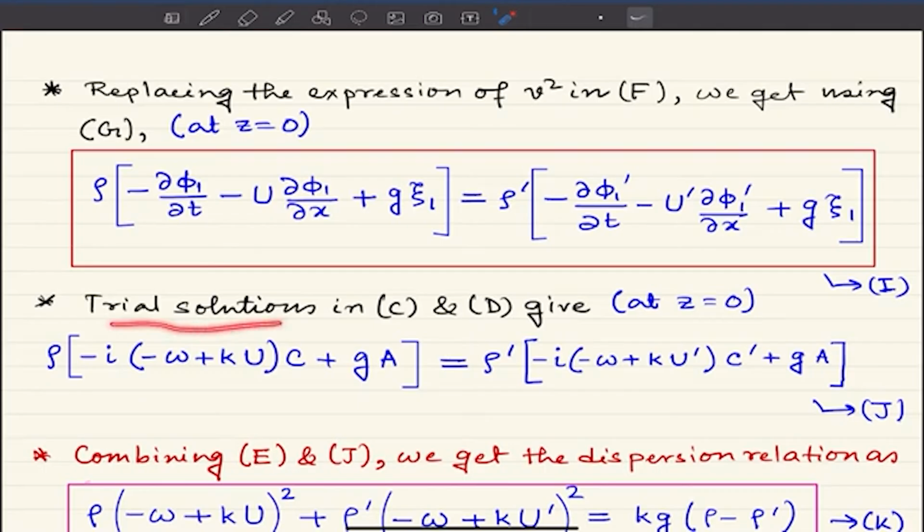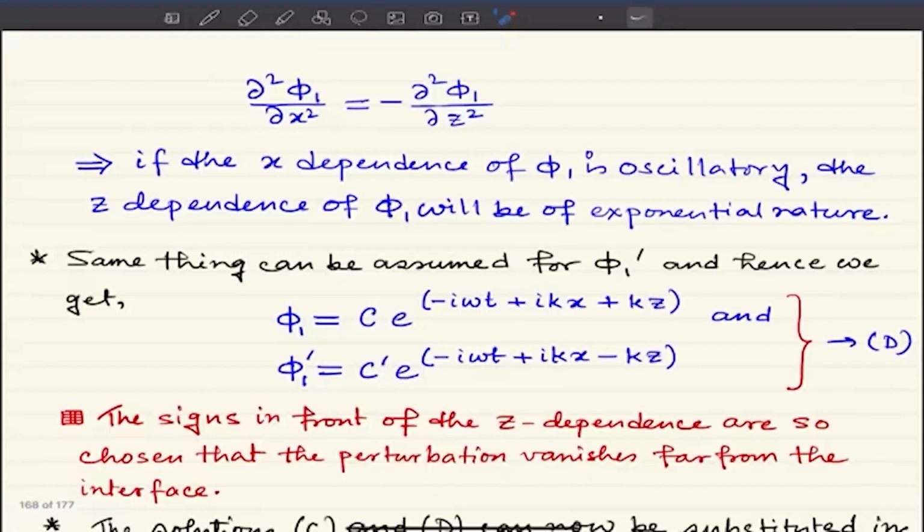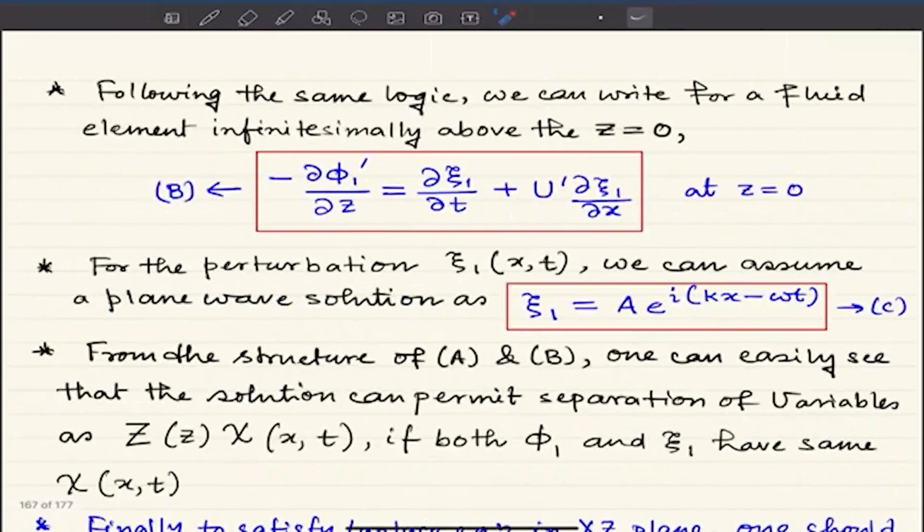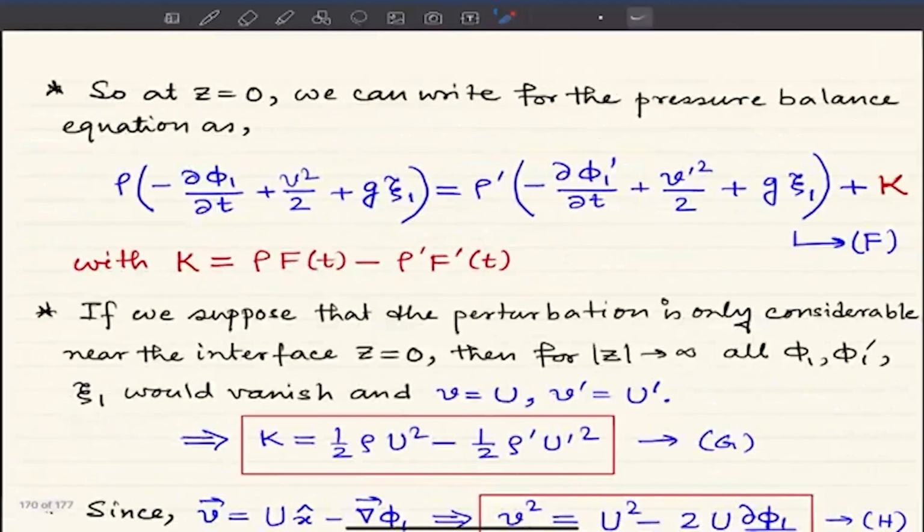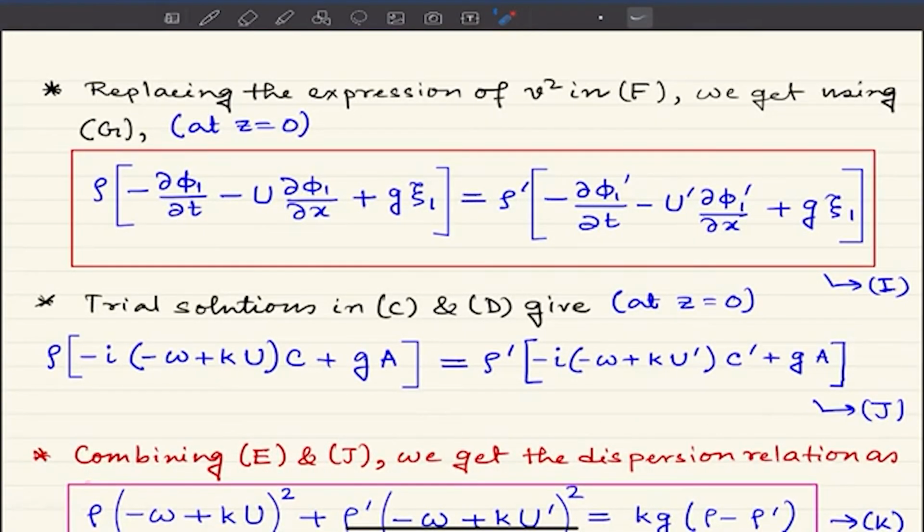Now finally, if we write the trial solutions in C and D, that means these solutions, and if we replace all these solutions in our newly obtained condition due to the pressure balance at the interface, we finally get a super interesting relation like rho times (minus i times (minus omega plus k capital U) times C plus g times capital A) is equal to rho prime times (minus i times (minus omega plus k times capital U prime) times C prime plus g times capital A). So this is the pressure balance condition.